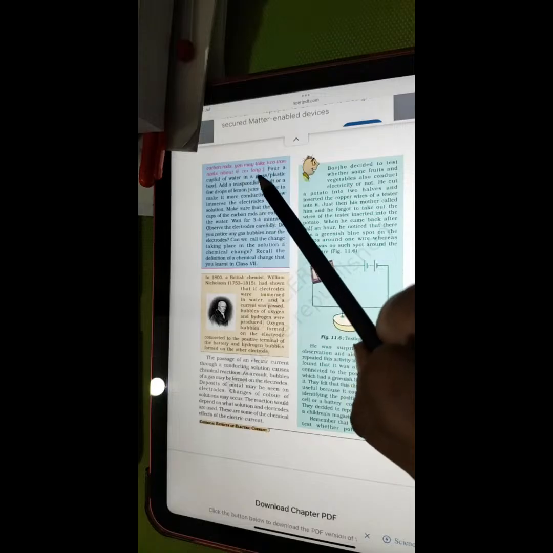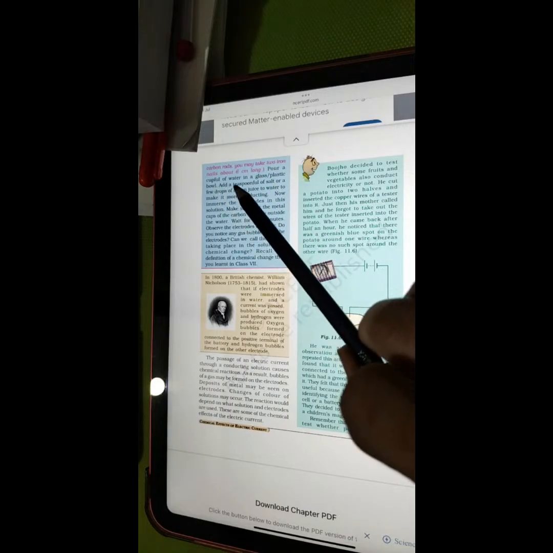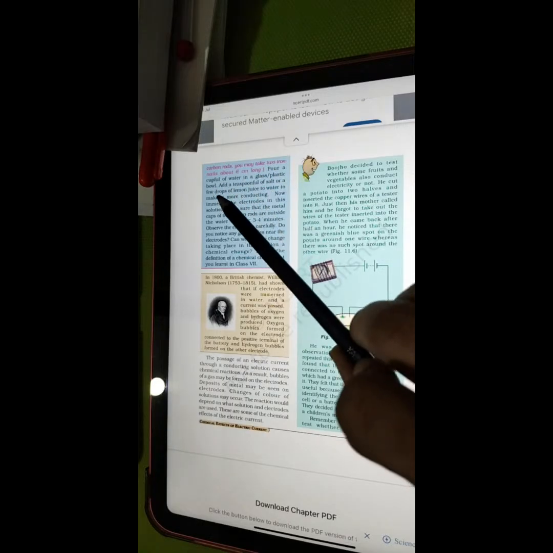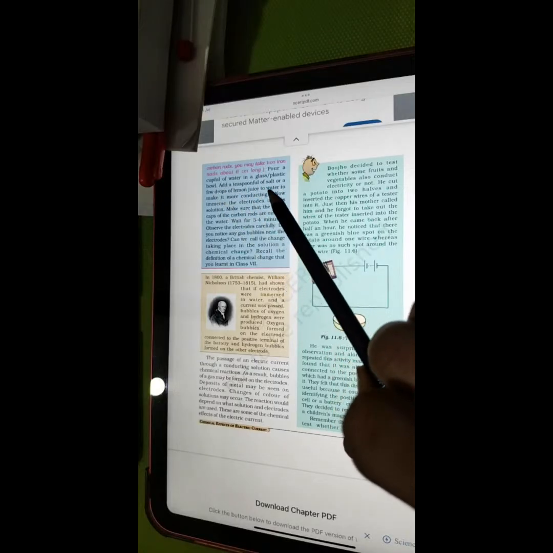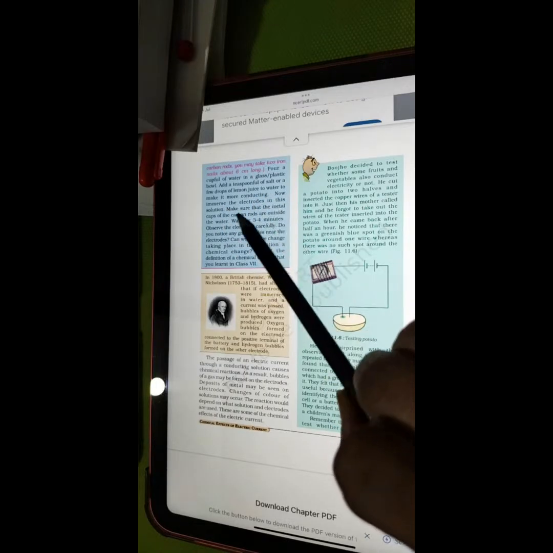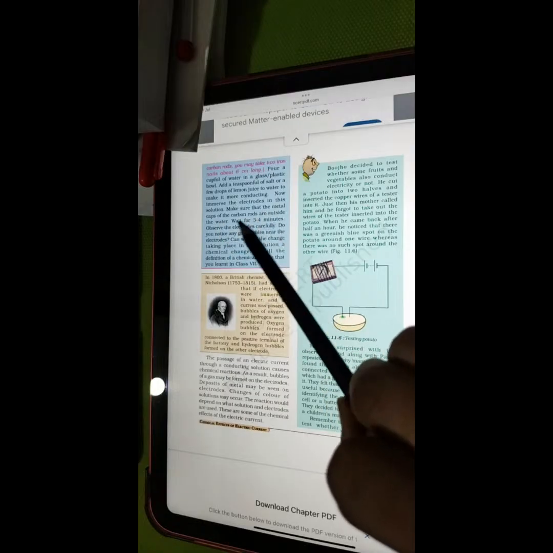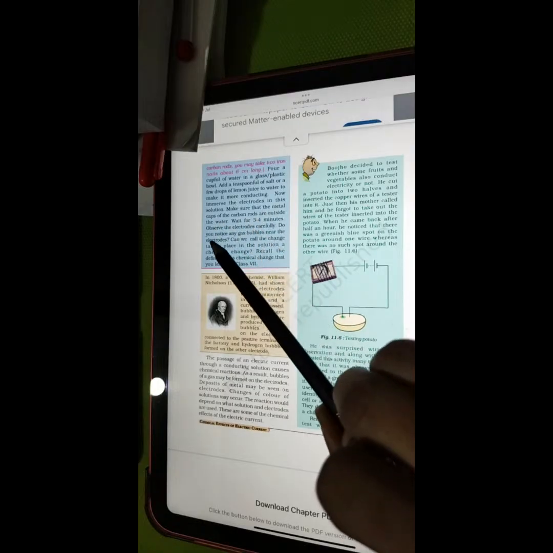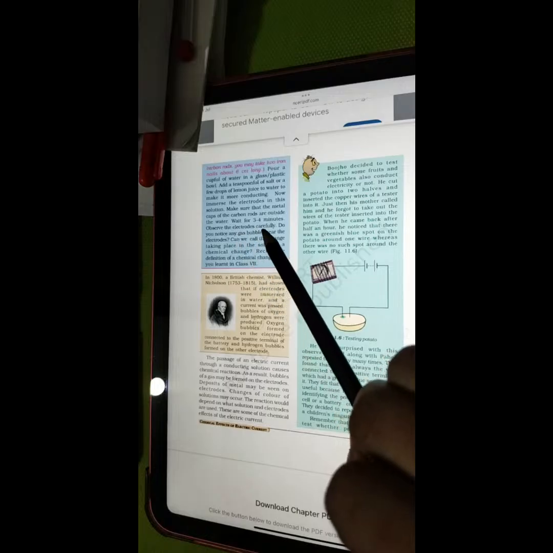Instead of carbon rods, you may take two iron nails about 6 centimeters long. Pour a cup full of water in a glass or plastic bowl, and add a teaspoon of salt or a few drops of lemon juice to water to make it more conducting. Now immerse the electrodes in this solution. Make sure that the metal caps of the carbon rods are outside the water. Wait for 3 to 4 minutes.